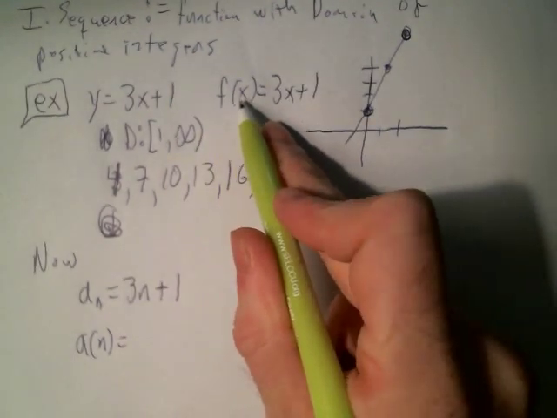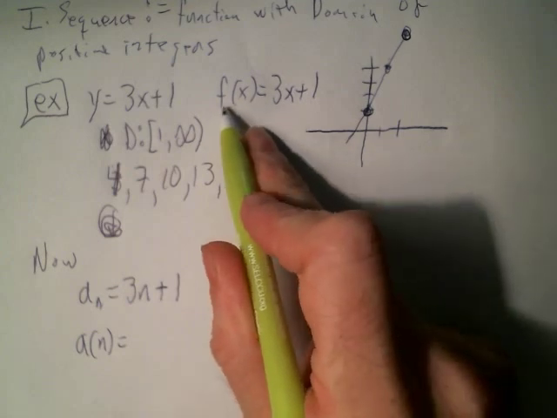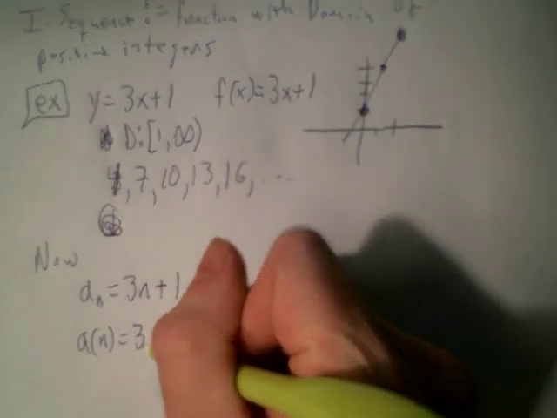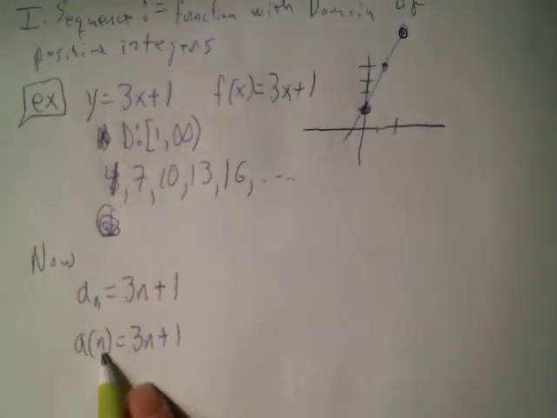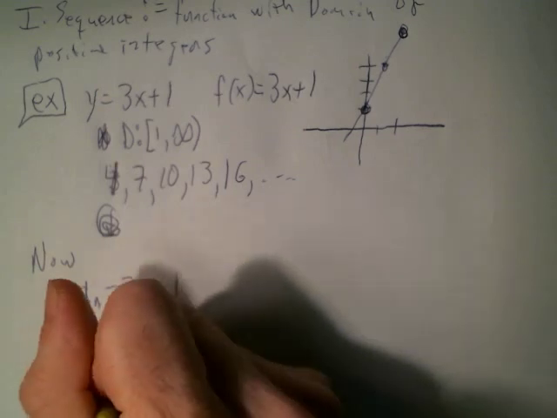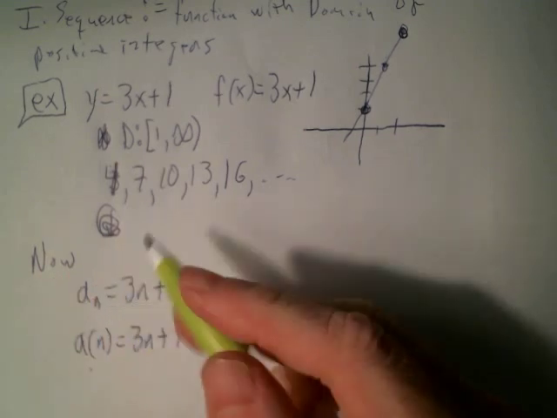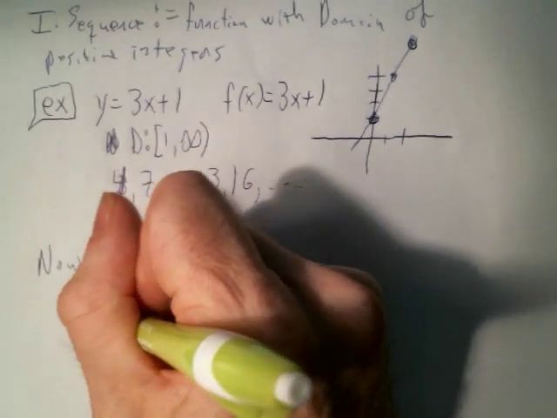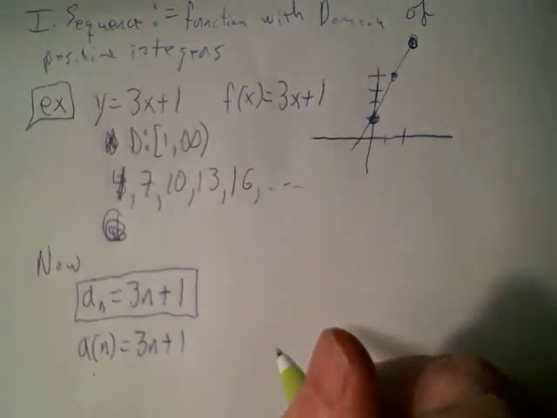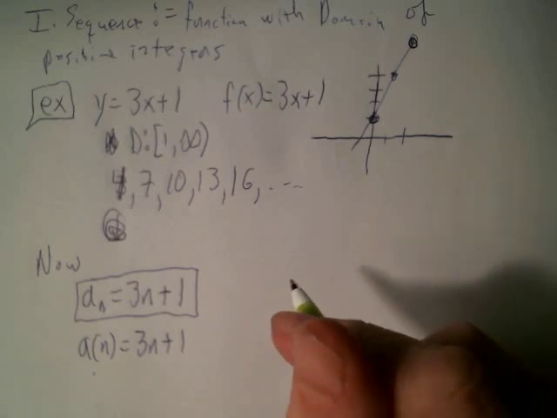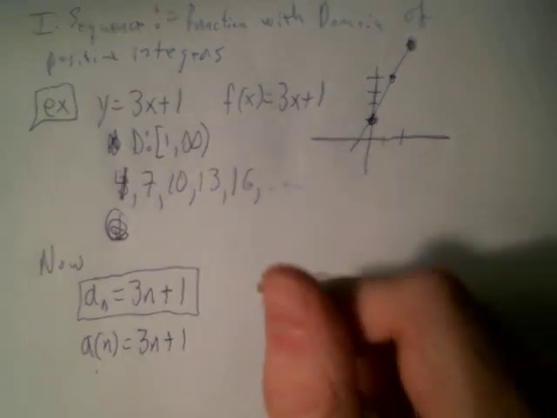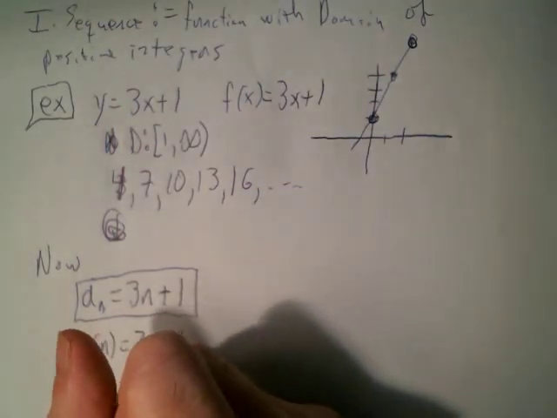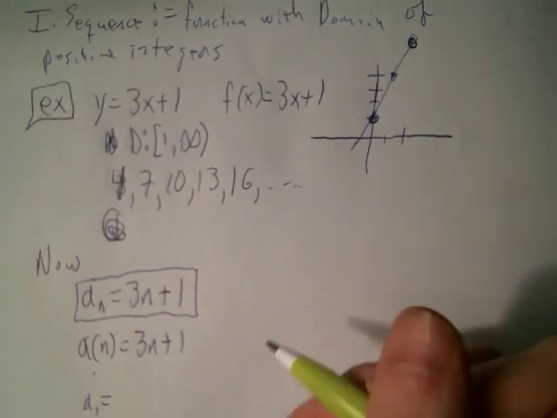Instead of f or g or h or something like that, we're going to use a's, b's, and c's. And then instead of using this function notation where we have parentheses, we're going to use subscripts. So a sub n. But this is going to be our nth term formula for the sequence.